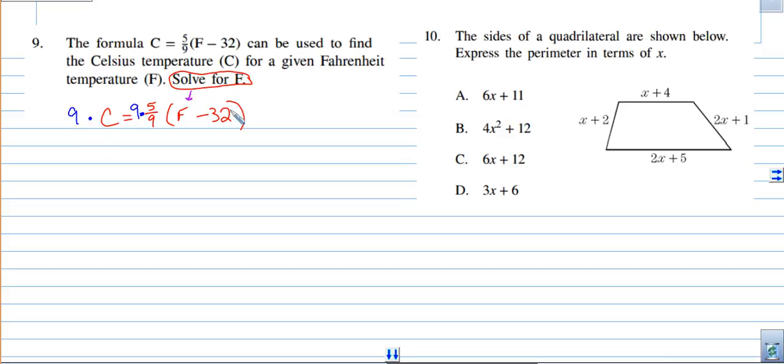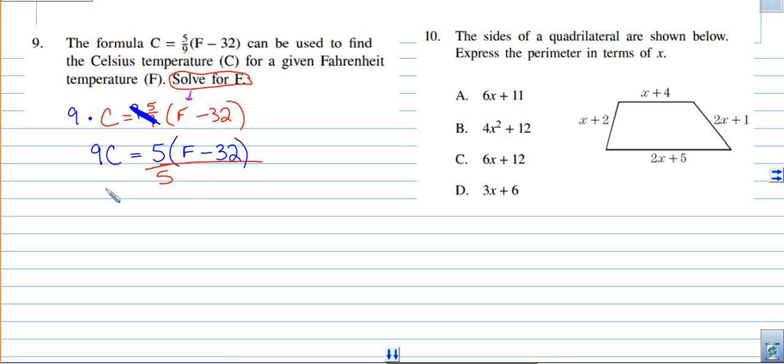Whatever you do to one side of the equal sign, you do to the other side of the equal sign. 9 divided by 9 cancels out. 9 times c is 9c equals, what comes down here? The 5, okay? And then you still have f minus 32, okay? And now you're like, oh, yes, now I don't have a fraction, I can distribute. No, don't distribute, because this says 5 times all that. How do you get rid of multiplying by 5? You divide by 5. So we're going to divide by 5.